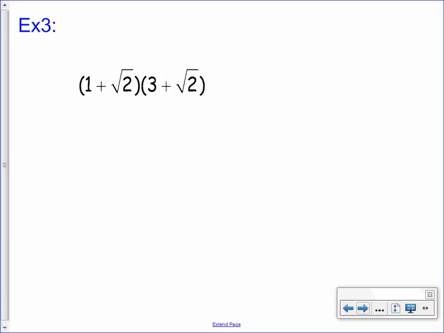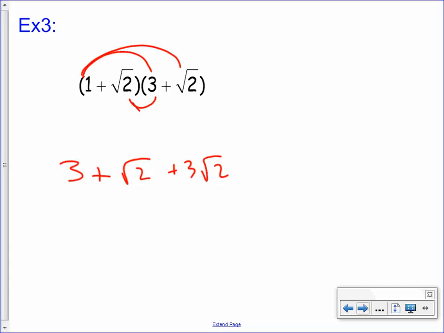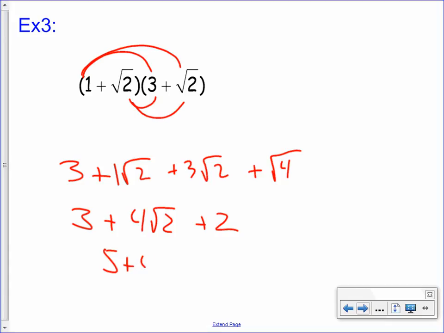First, outer, inner, last. So first is 3 times 3, which is 9, plus 3 root 2 plus 3 root 2 plus the last, root 4, which is 2. Simplify: 3 root 2 plus 3 root 2 is 6 root 2. These are like terms, so this is 6 root 2. The 9 and the 2 are now like terms, so clean it up: 11 plus 6 root 2.